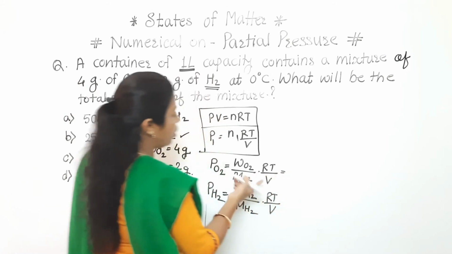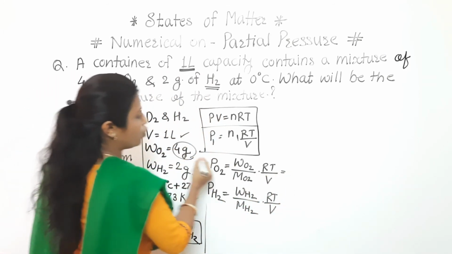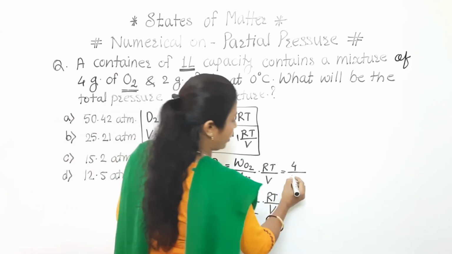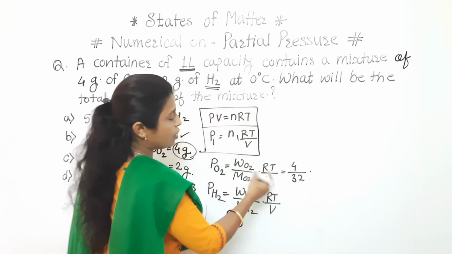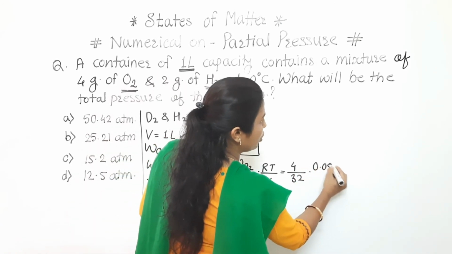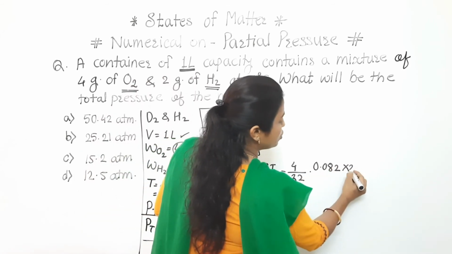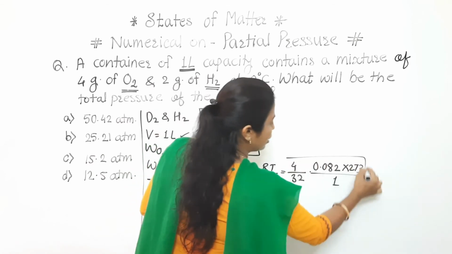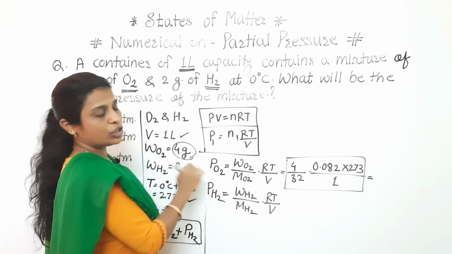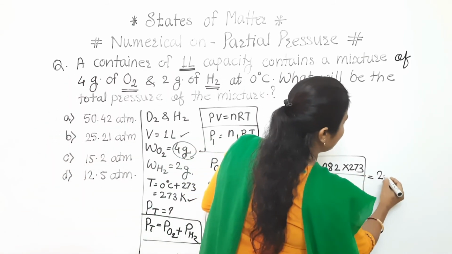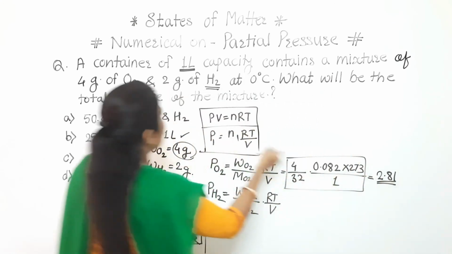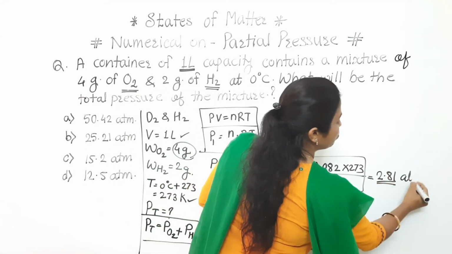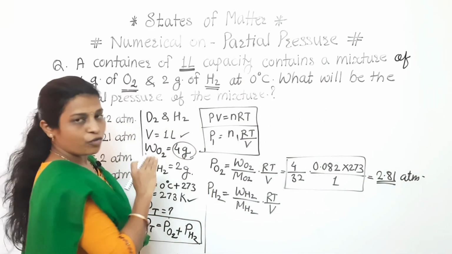Now we are going to put in all the values. WO2 is 4 gram, divided by molar mass of O2. Previously also we have discussed how to find it. It is 32, into R, which we take as 0.082. T, temperature, is 273. What about the volume? Volume is 1. After the calculation, we get the partial pressure of oxygen, and that is 2.81. The unit will be atmospheric pressure. Partial pressure of O2 completed.